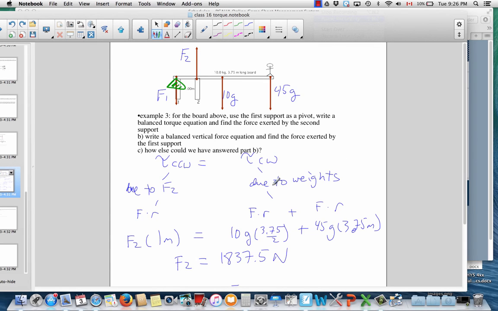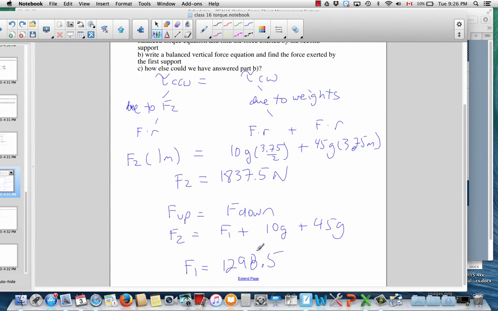Okay, and here are the values that we get for F2 and for F1. And this is a very typical problem for us. So once again, force diagram, balanced torque equation, and balanced force equation. And we'll pick up some more problems like this in class.